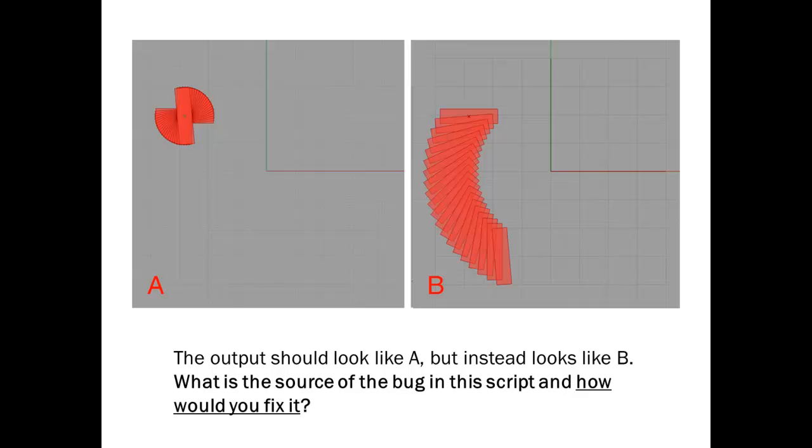Area would probably fix it, but what's the bug? The center of rotation is off, right? We are using the same center of rotation for all of these when we want each one to have its own center of rotation, which we would do with an area component. You guys catch that? Okay?